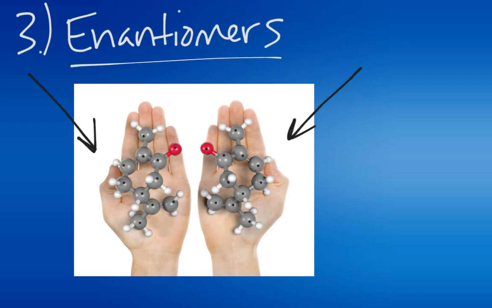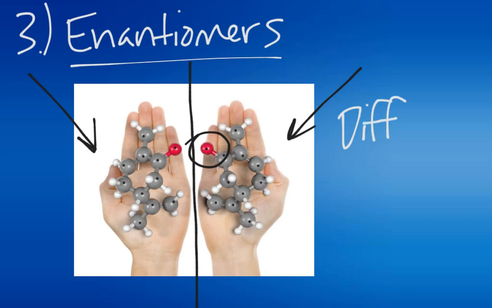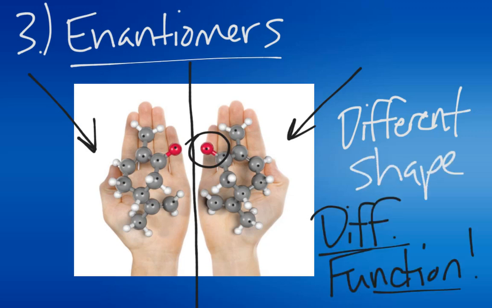And unlike structural isomers, they seem to have functional groups, like this oxygen, in the exact same place, but the reality is they are different. They are mirror images of one another if we put a mirror right down the middle. And so therefore they do have different shapes. And the main thing about biological molecules is if something has a different shape, that means it's going to have a different function.